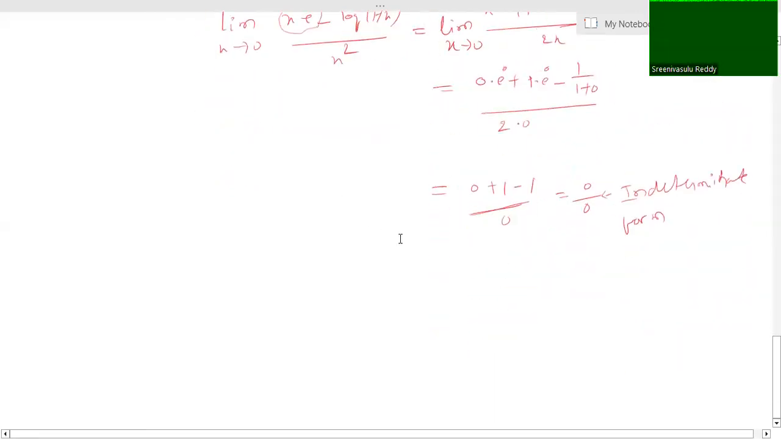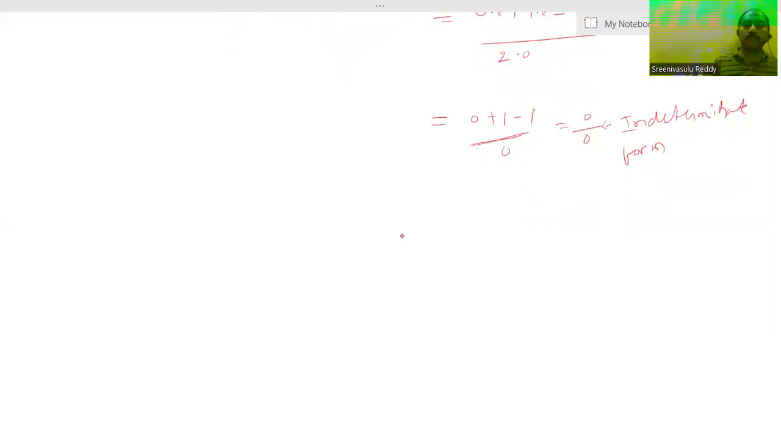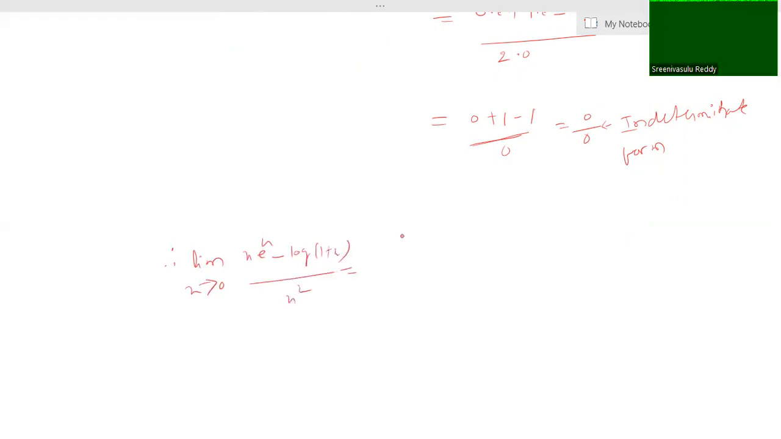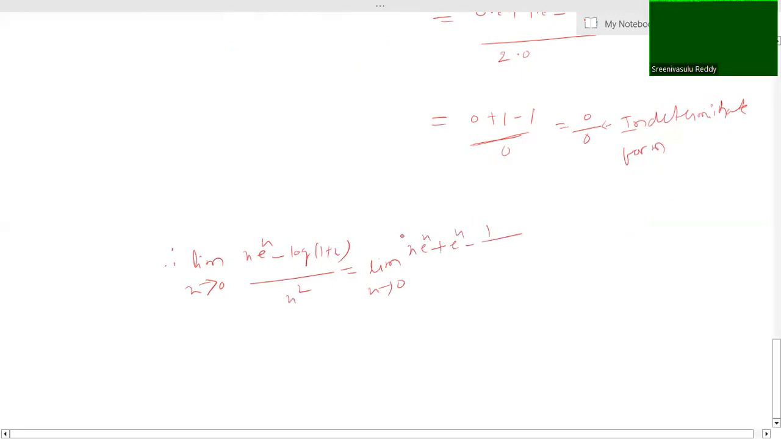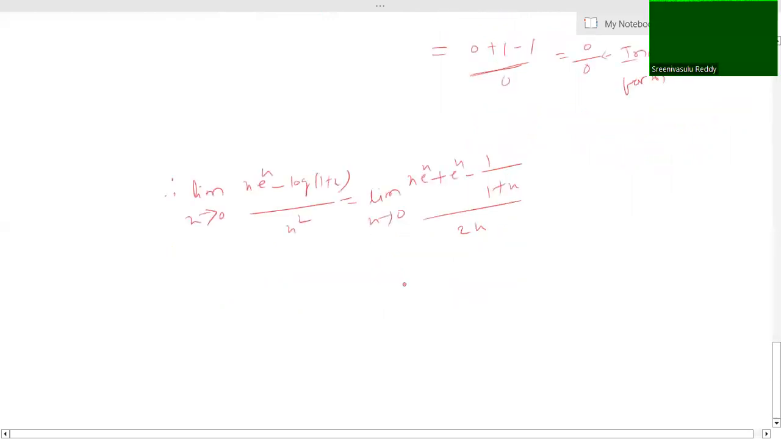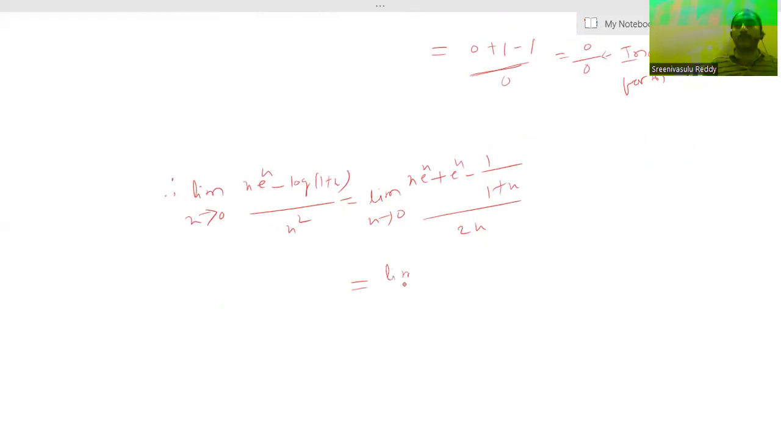Therefore, limit x tends to 0 of (x e^x minus log(1 plus x)) by x square equals, the first derivative also being 0 by 0 form, x into e power x plus e power x minus 1 by 1 plus x, by 2x. This is also 0 by 0 form. So we take the derivative one more time, numerator and denominator, and substitute the limit.